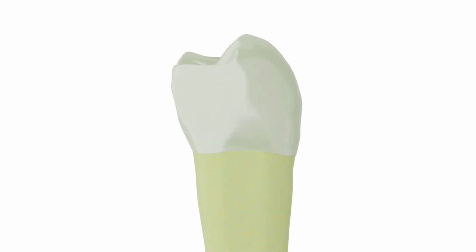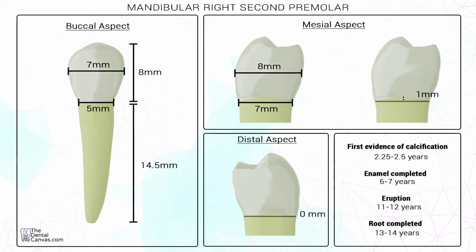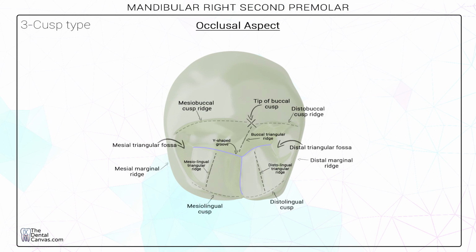This completes all the 5 surfaces of the maxillary first premolar. To summarize it all, you can see an image on the screen with all the average dimensions and key features.